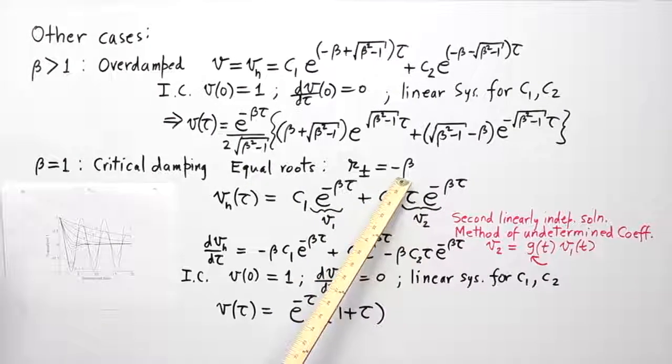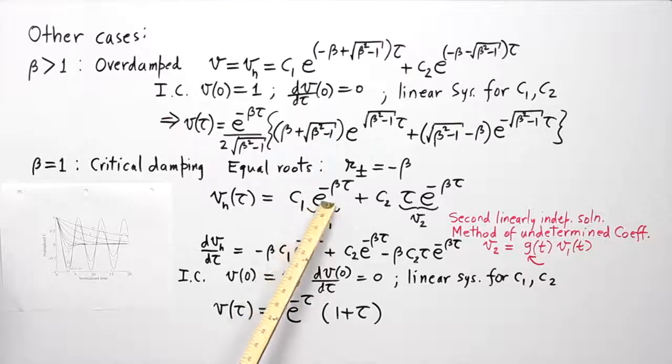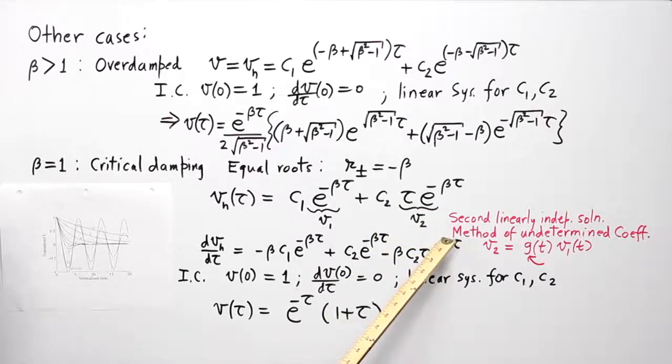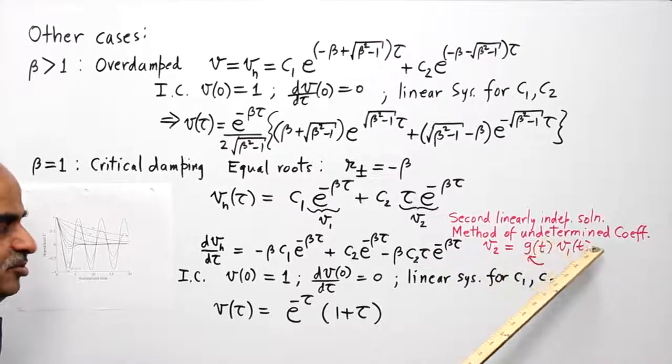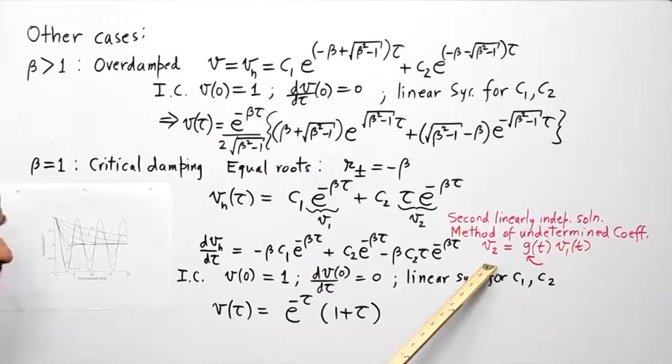We can use these two roots as giving one linearly independent solution, C1 times e to the minus beta tau. We are calling this V1. We need to find a second linearly independent solution. And so there is a systematic method called the method of undetermined coefficients, which you can read about. And this is a very powerful method.